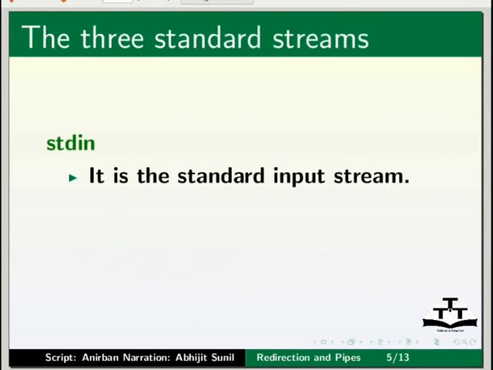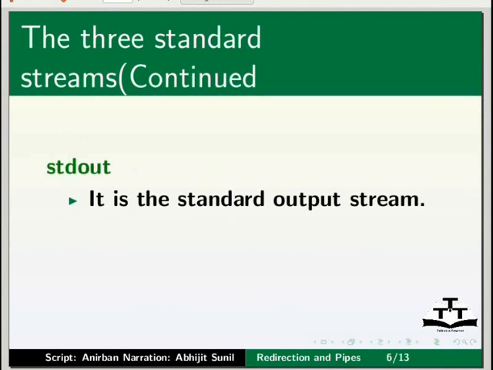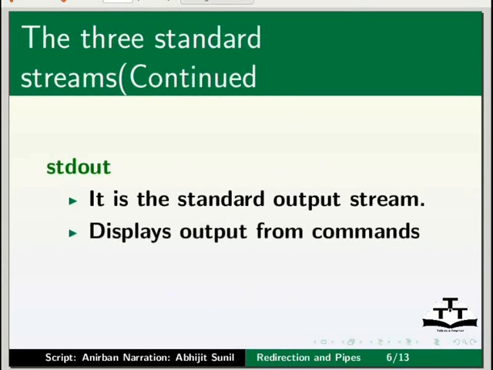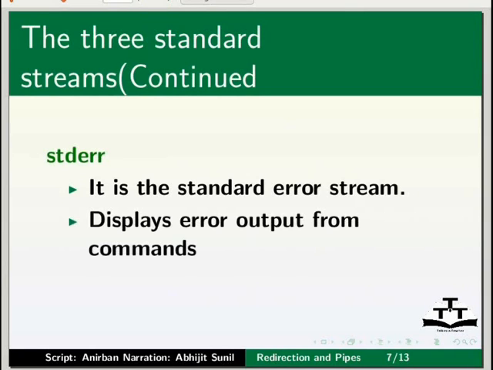Linux shells use three standard I/O streams. Each of them is associated with a well-known file descriptor. stdin is a standard input stream. It provides input to commands. It has file descriptor 0. stdout is a standard output stream. It displays output from commands. It has file descriptor 1. stderr is a standard error stream. It displays error output from commands. It has file descriptor 2.